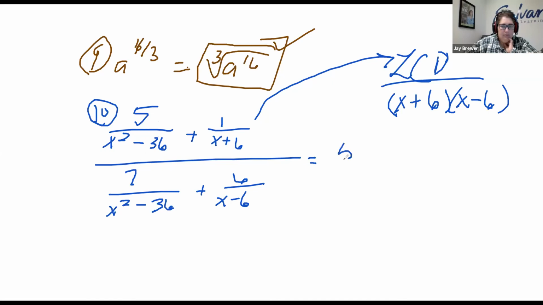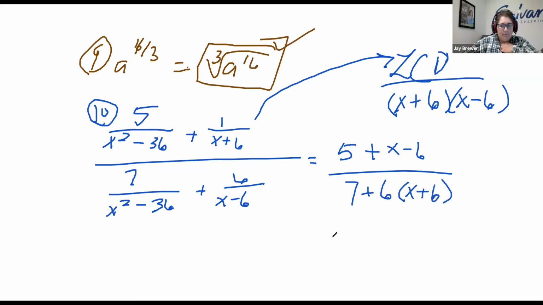Those are equivalent. So you're just going to have 5 plus, then the only thing missing for the 1 is the x minus 6. So x minus 6. Same thing on the bottom. You have 7 plus 6 times now x plus 6. That's what's missing. Right? So you basically just have to distribute the bottom.